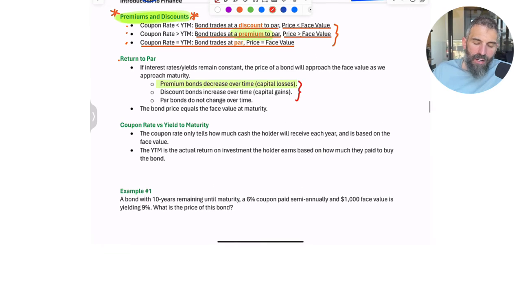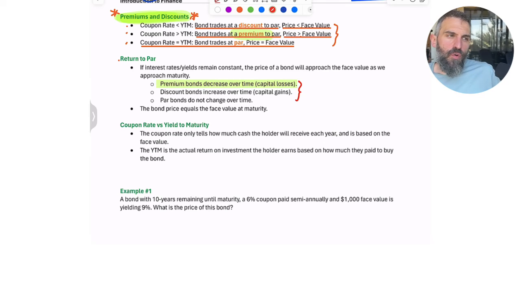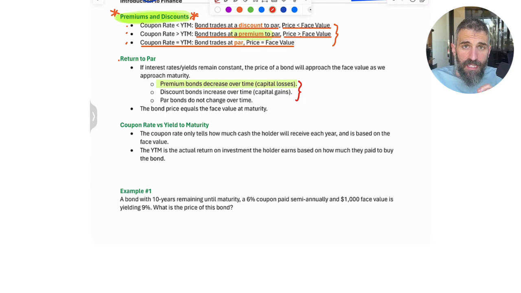And then one question that I always get from students is, I just don't understand the difference between the coupon rate and the yield to maturity. And typically that's because we tend to overthink what the coupon rate is. So the coupon rate is strictly telling us how much cash the company has to give to the holder every year for interest. Nothing else. And it's based on the face value. But the yield to maturity is the actual return on investment, and it's based on how much you invested. It's based on the market price.